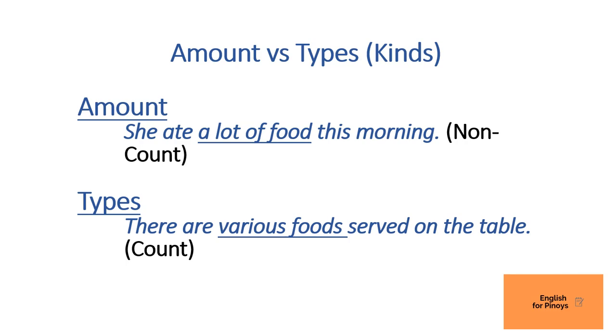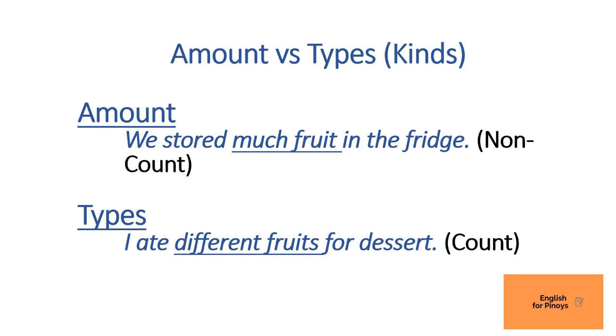But if you're talking about the types of food, then it becomes a count noun. You can now say there are various foods served on the table. So maybe there's meat, there's bread, there are eggs and hot dogs, whatever. So different types of food. So that's various foods. Now it becomes a count noun. Okay, another example. Let's deal with the word fruit here.